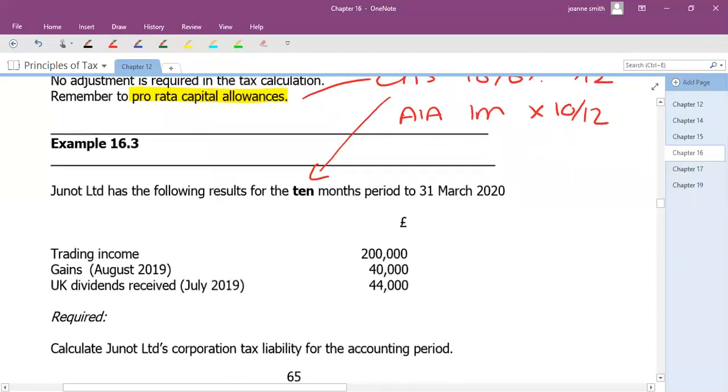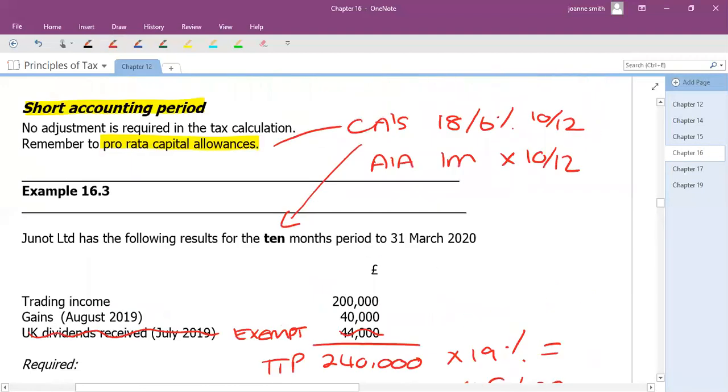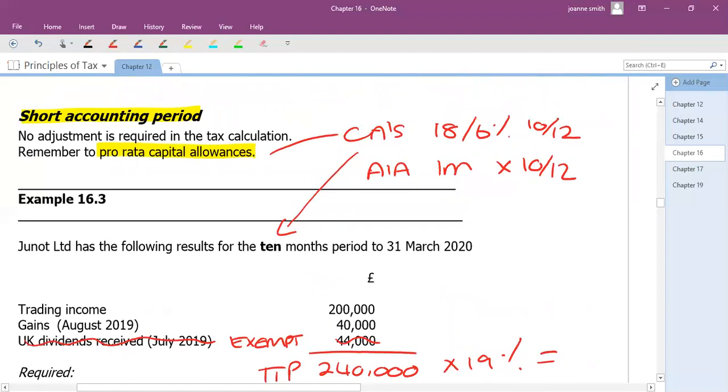So with this example here, we cross out the UK dividends because they're exempt. So they are not going to get taxed. So our total taxable profit would be 240,000, and we just simply multiply that by 19%. What we're not going to do is prorata the 19. The profit is already for 9 months, and therefore we're just going to take the tax on that 9-month profit, and that will give me a bill of 45,600. So the message here is, do not prorata anything for a short period unless you're dealing with the calculations of your capital allowances.